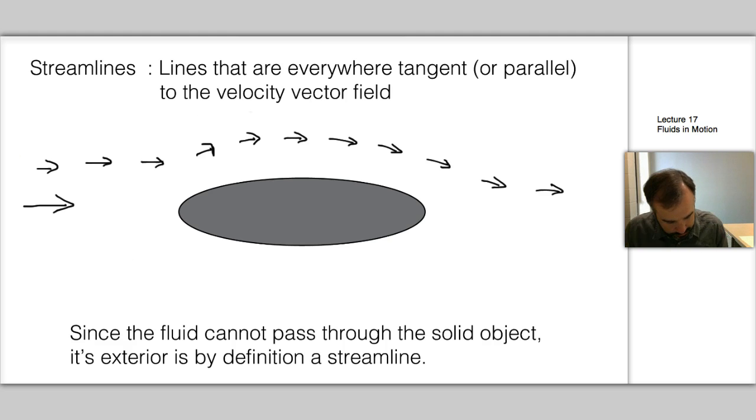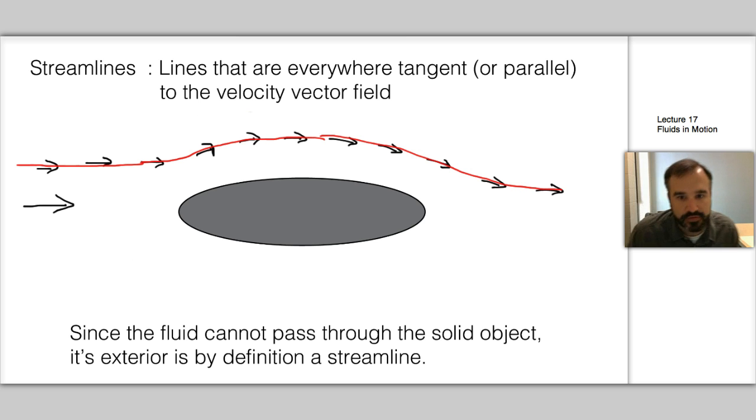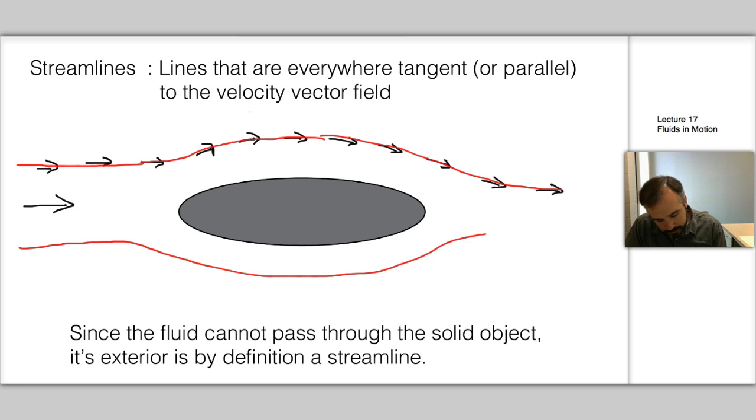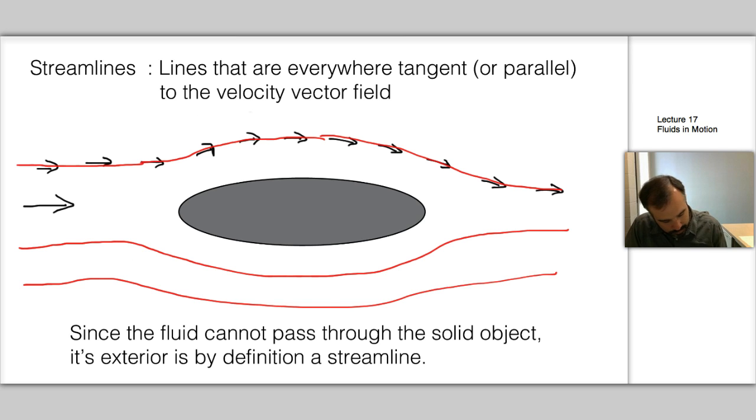So let's do that. Now we're going to do our best to trace this back out. It's going to look something like this, and that defines a streamline. We'd see a similar line on the other side of the object. So it's going to do something like this. And then further out, the flow is going to be deflected a little bit less on both sides.